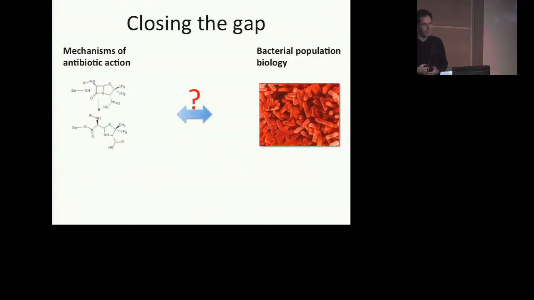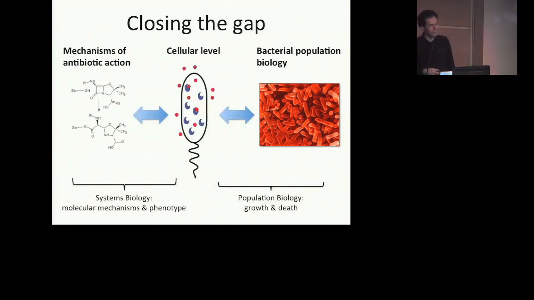Well, it looks like a way of closing this gap between, on the one hand, something that we know fairly well, which is the different mechanisms of antibiotic action, and on the other hand, again, something that we know fairly well, the bacterial population biology. But what comes in between is this cellular level, right? So what happens at the level of a single cell? Well, at the level of a single cell, there are targets, and there are drug molecules that bind these targets. And so we can go from here to here using systems biology. We can go from here to here using population biology. But ideally, we would want to bridge that gap between the two things.